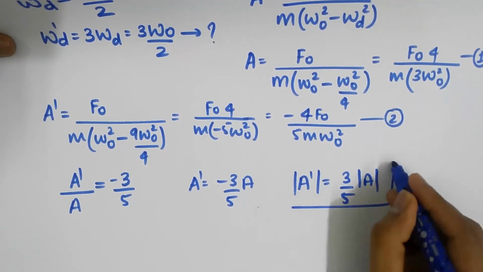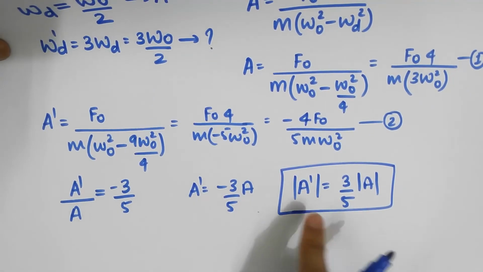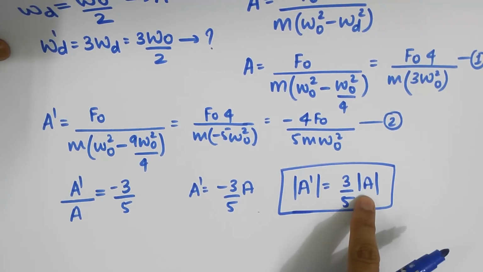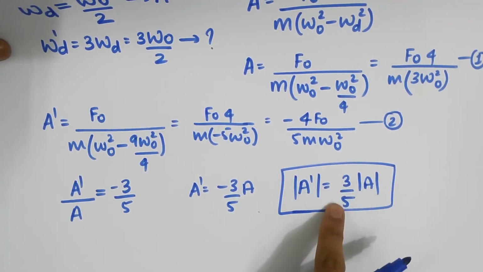of the amplitude here. And what you have to see is the amplitude became worse than what it was before. It was A before, it is now 3/5 of it. It's only 0.6, 60% of that.